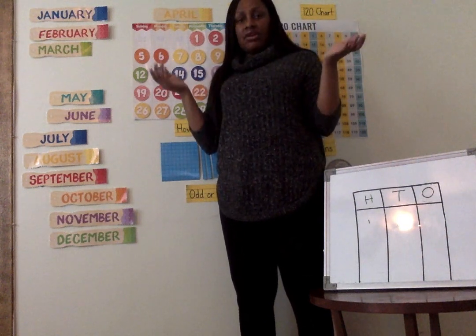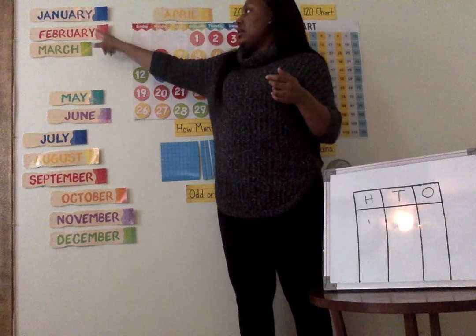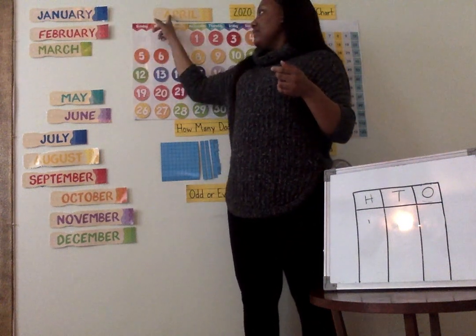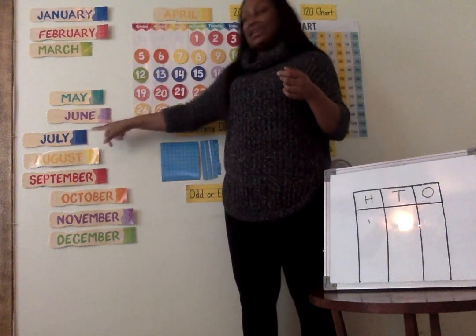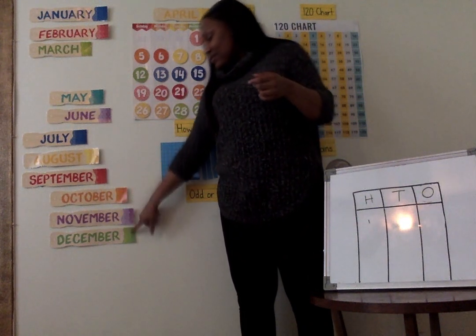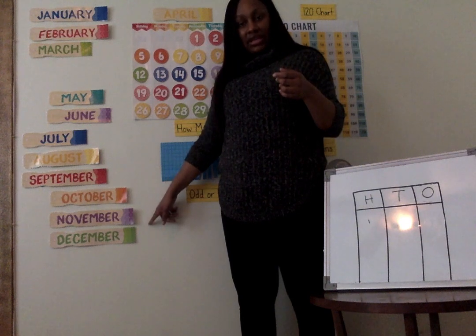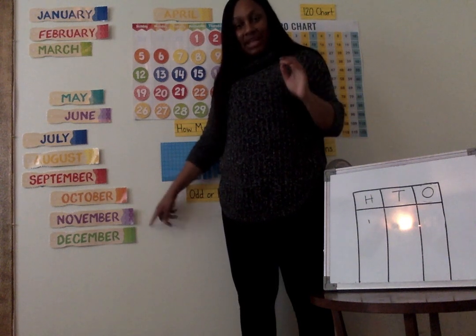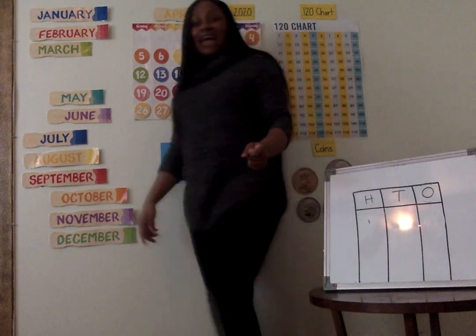I have a new question today, Kipsters. How many months of the year are there? Let's count. 1, 2, 3, 4, 5, 6, 7, 8, 9, 10, 11, 12. How many months of the year are there? 12 months. You got it.